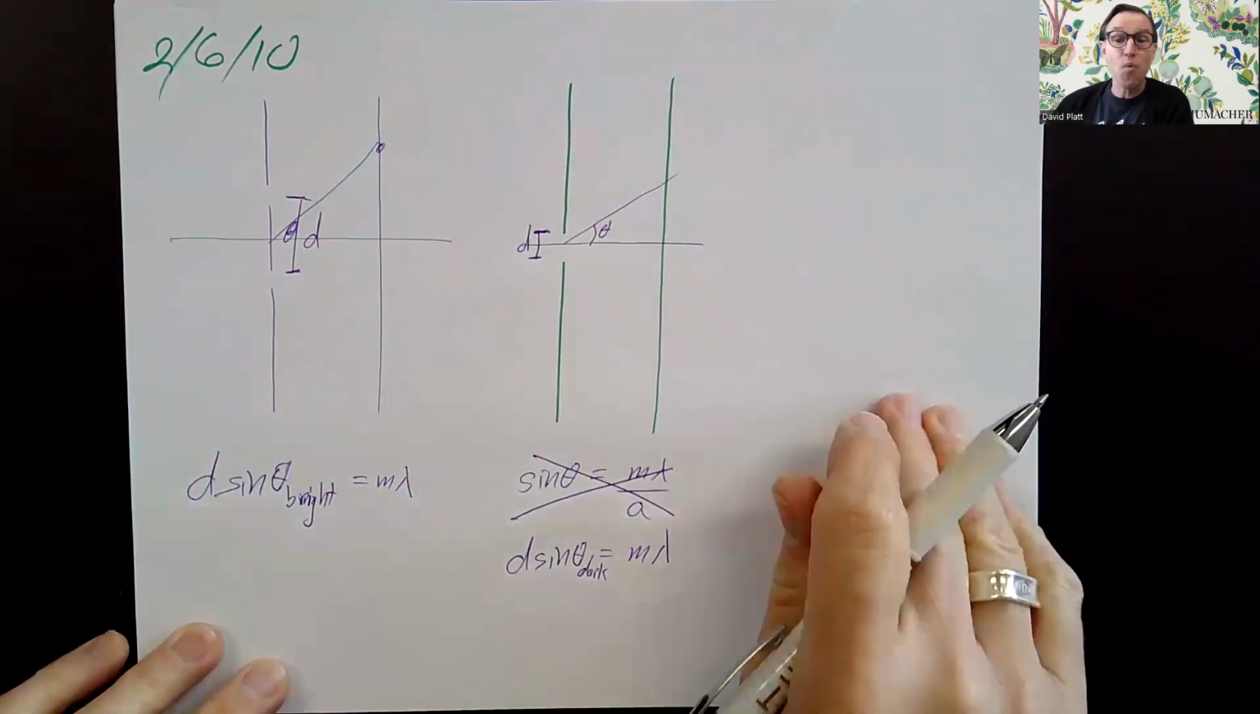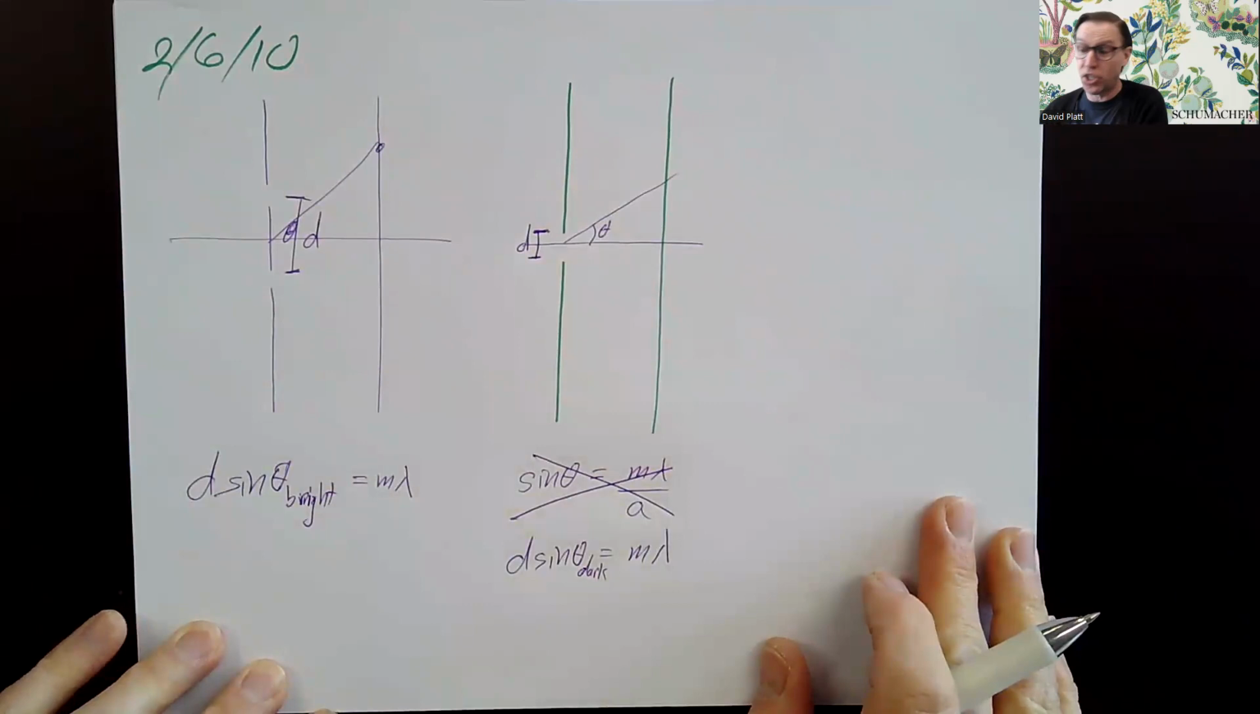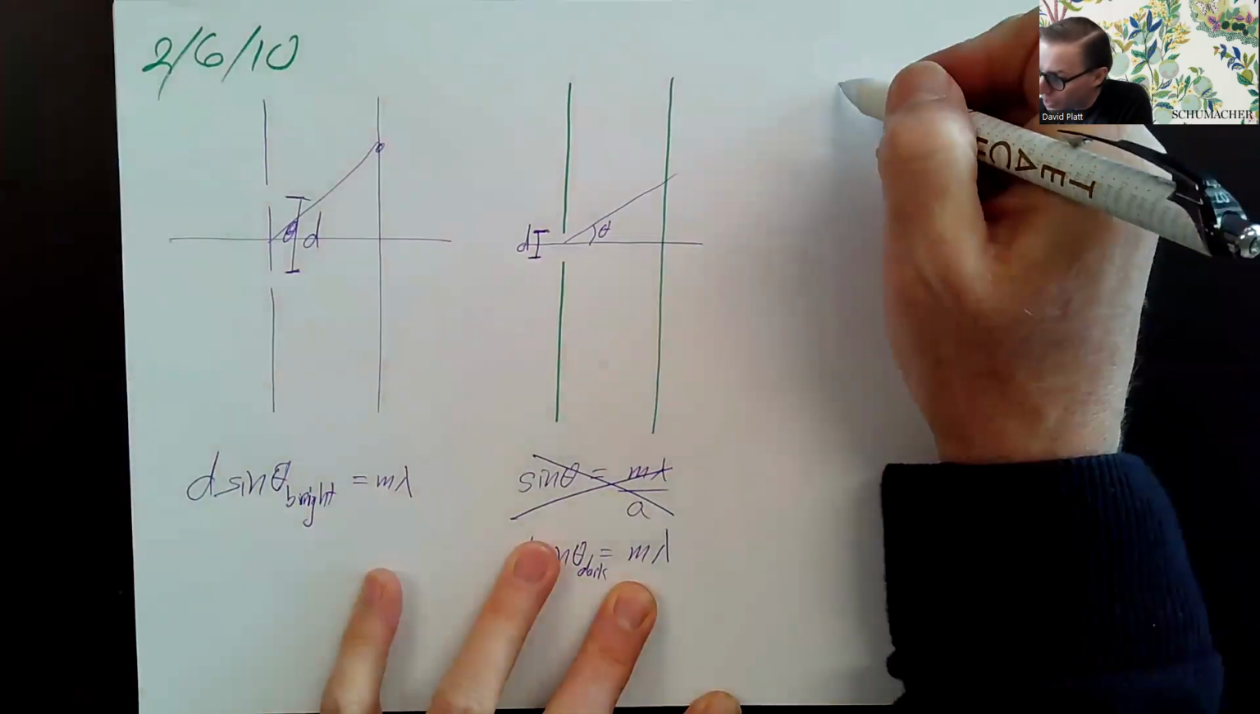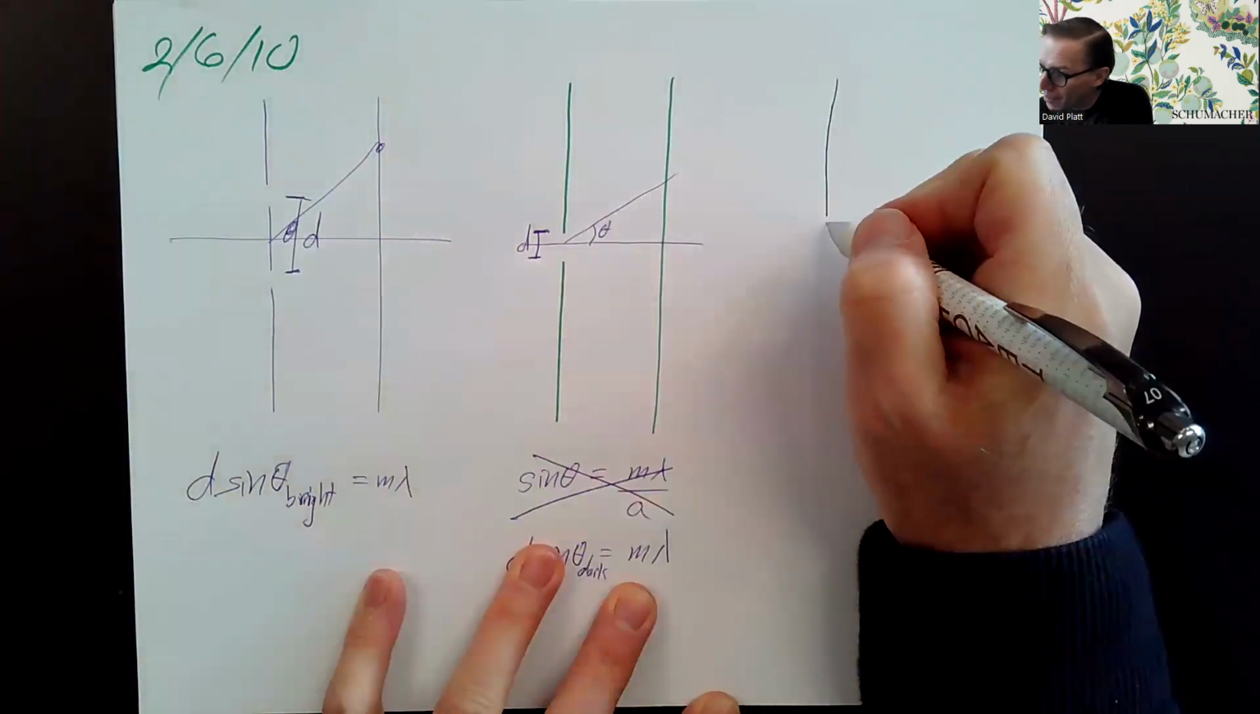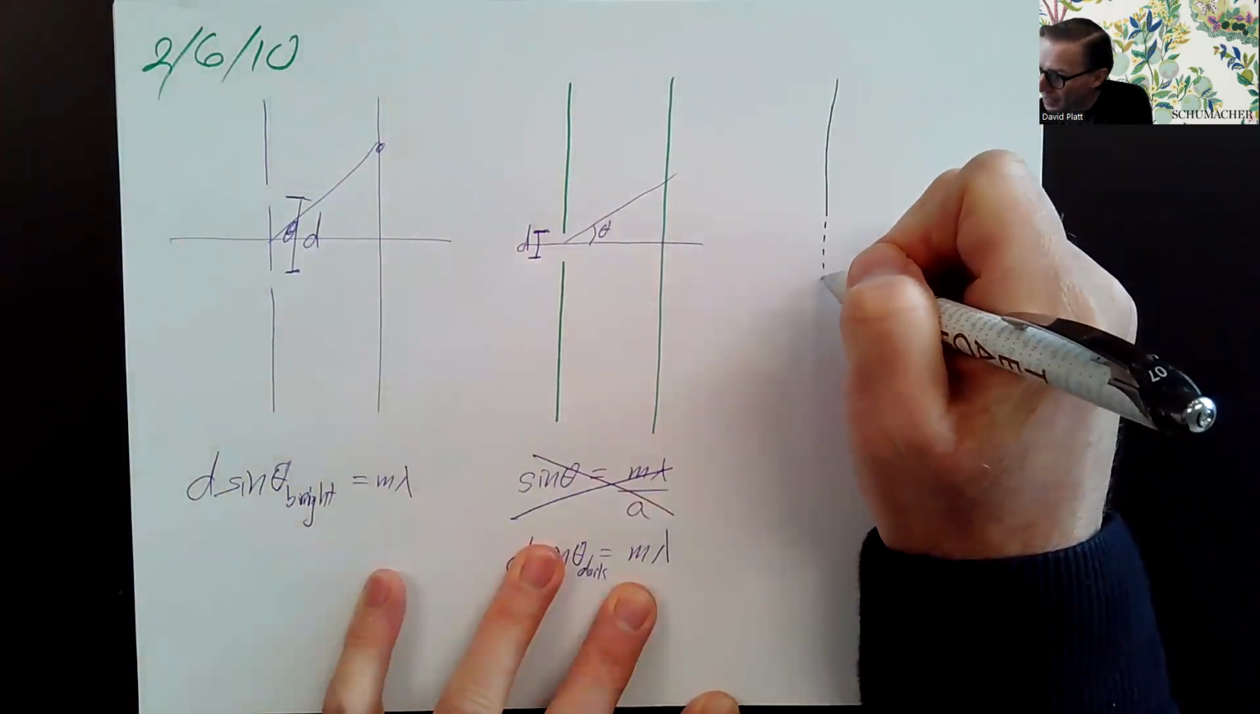So there's one more kind of situation that we could have, and that is where we don't have one slit, we don't have two slits, we have lots of little slits.